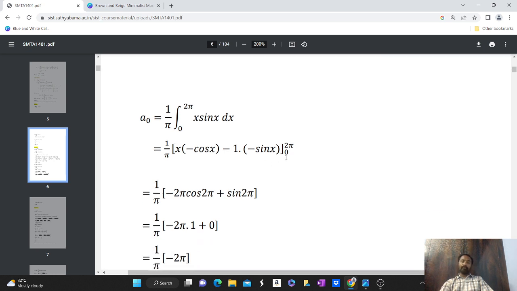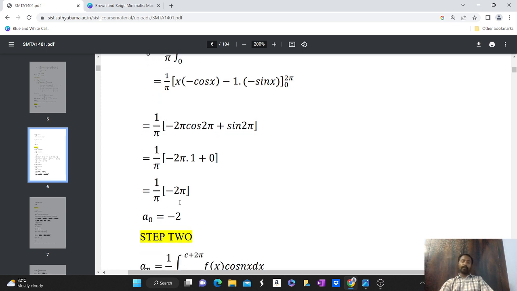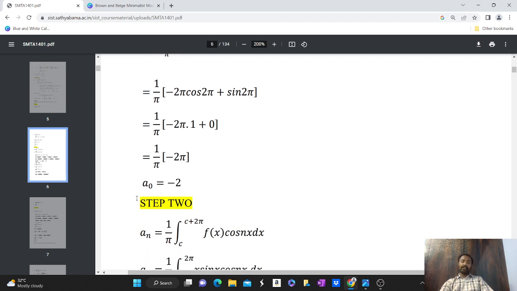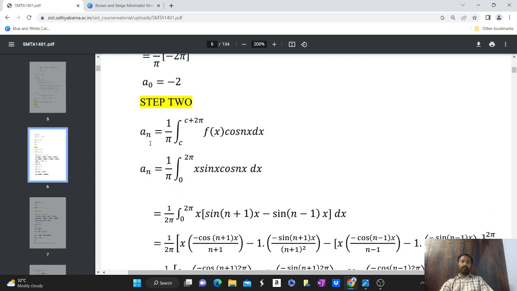So we get x into minus cos x minus 1 into minus sin x. Substituting upper limit minus lower limit, upper limit substituting means minus 2 pi cos 2 pi plus 2 sin 2 pi. So cos 2 pi is 1, so minus 2 pi, sin 2 pi is 0. So 1 by pi into minus 2 pi. So we get the value a0 equal to minus 2. And again we have to find the value of an.